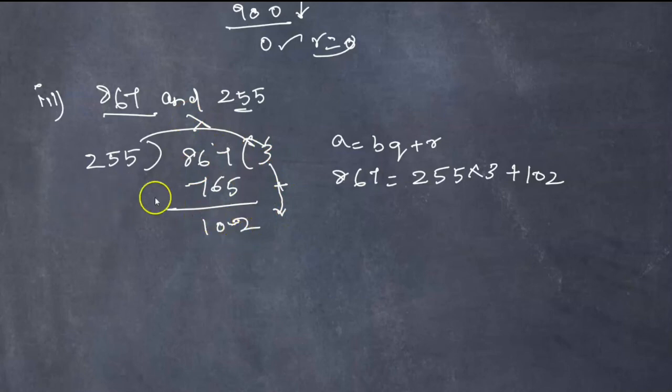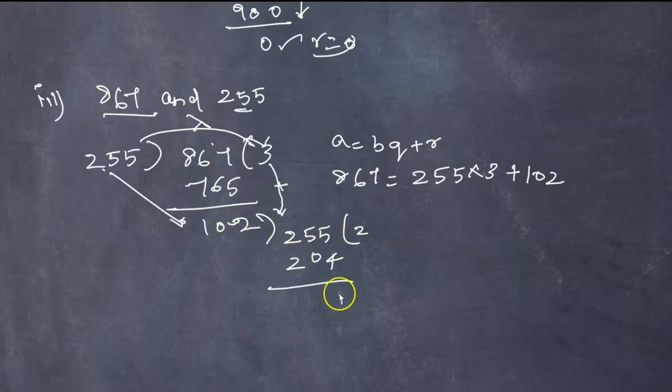Now this is not equal to 0. So this 255 comes down here again. So 102 into 255. So 102 it will be like 2 times. So 2 2s are 4, 0, 2. So subtract this, 51. And again this is not equal to 0 and write this one. So 255 equals 102 into 2 plus 51.